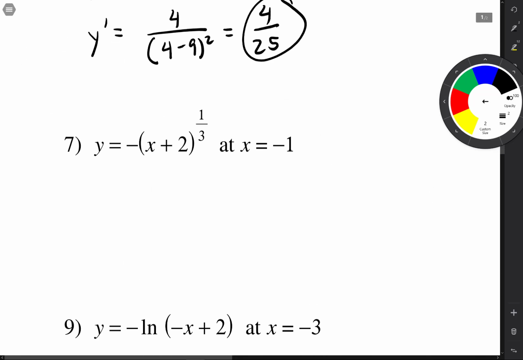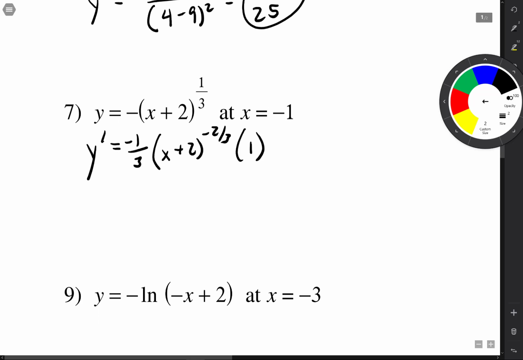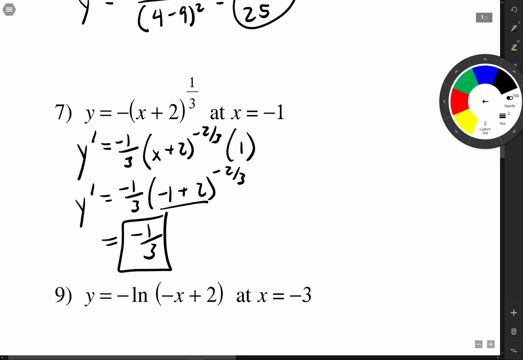All right, a little bit of chain rule now. So multiply by the 1/3, subtract 1 from the power, leaving the inside the same, multiplying by the derivative of the inside, but here it's just a 1, so it doesn't matter. When x is negative 1, we'll have negative 1/3 times negative 1 plus 2 to the negative 2/3, which is just 1, so 1 to the negative 2/3 is just 1. So negative 1/3 times 1 is just negative 1/3.